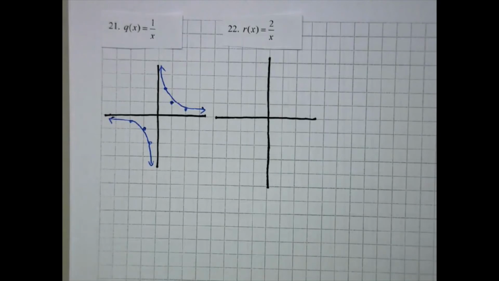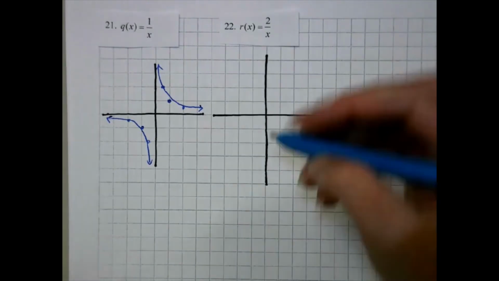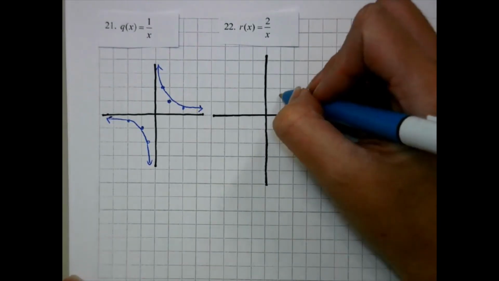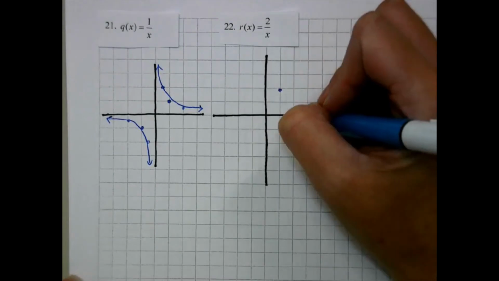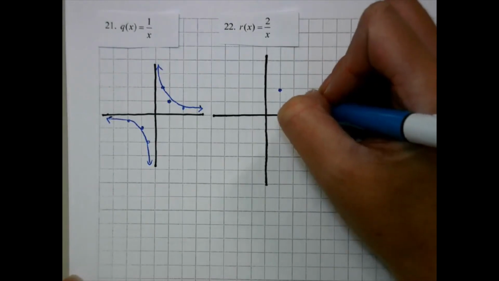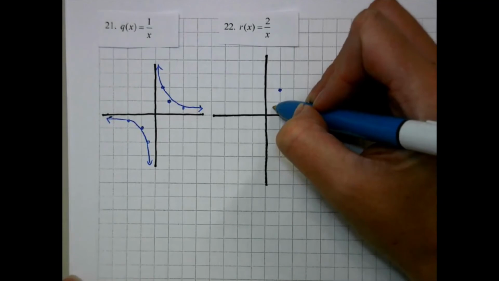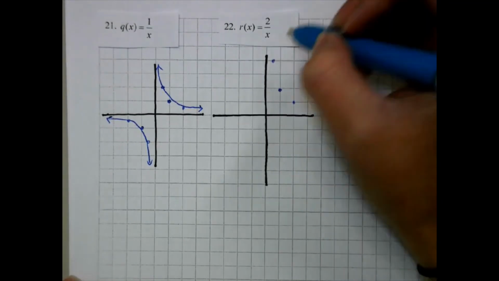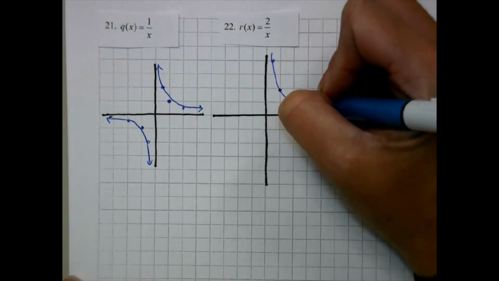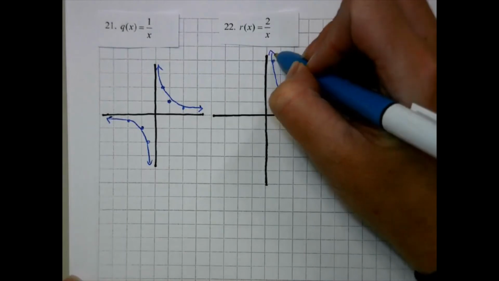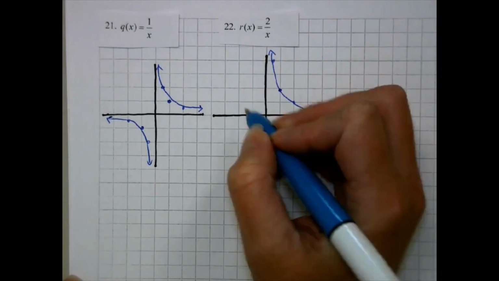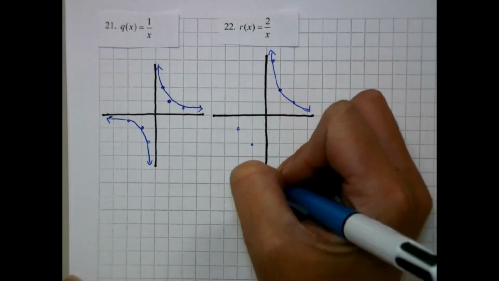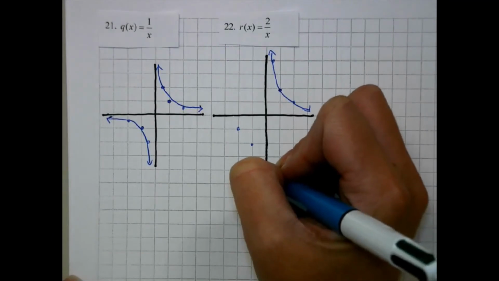Two over x is going to stretch the graph vertically. So instead of having a point at 1, 1, it's going to be at 1, 2. Instead of 2, 1/2, it's at 2, 1. Instead of being at 1/2, 2, it's going to be at 1/2, 4. Still approach the x and y axis, and then the same in the third quadrant.